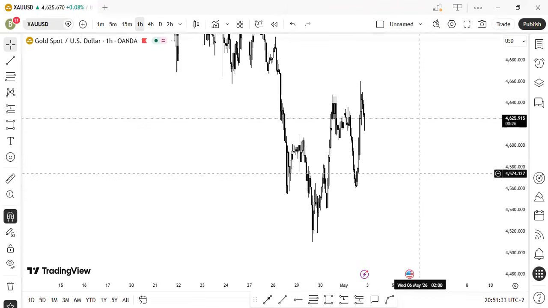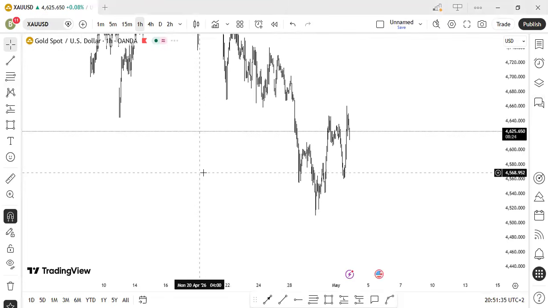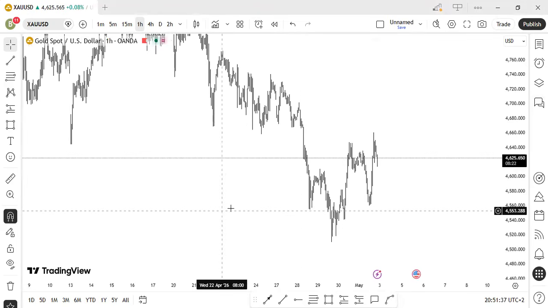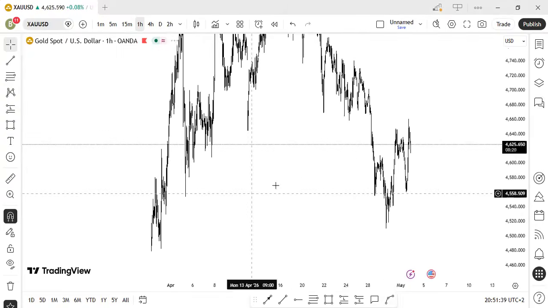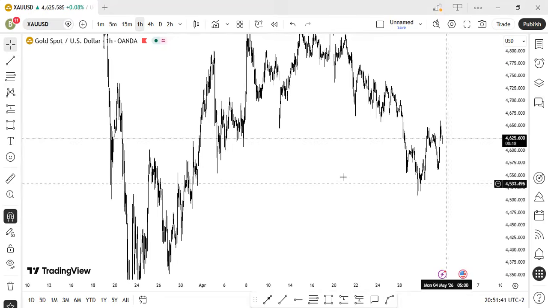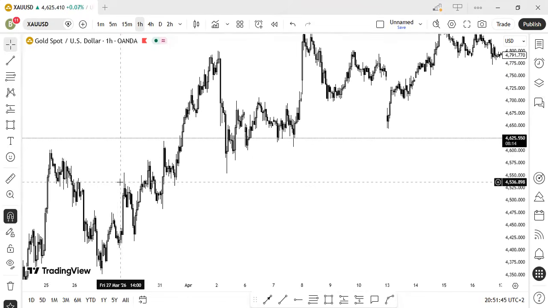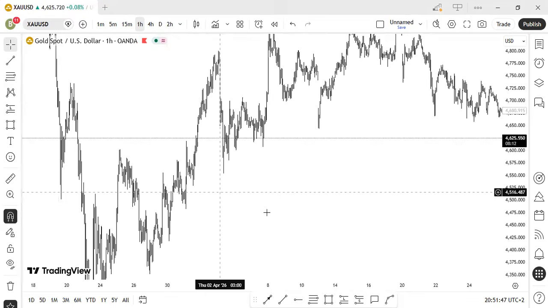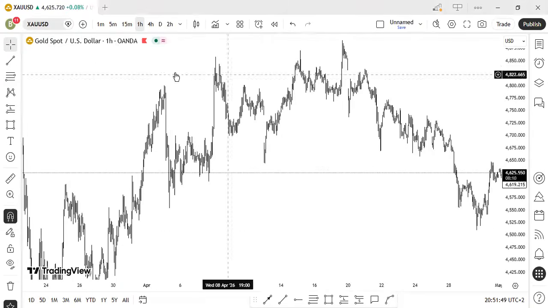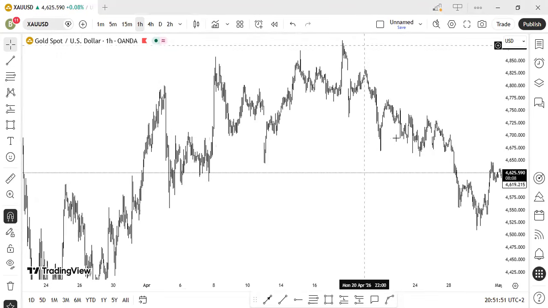Okay, so I want us to quickly go through today's trade that we got on gold. Let's get straight into it. As you can see here, we have been trading in an uptrend. We have been breaking highs, respecting the lows for quite some time.